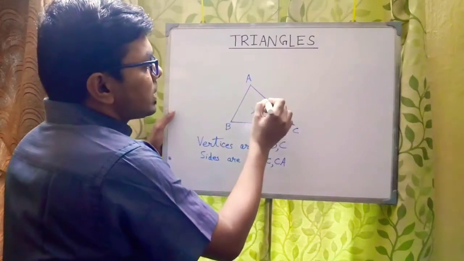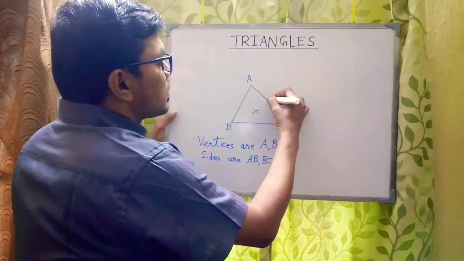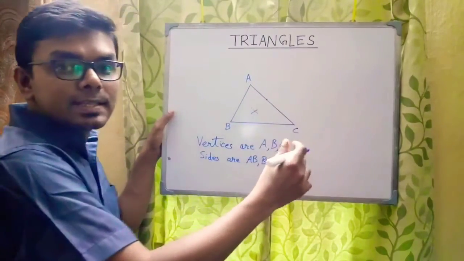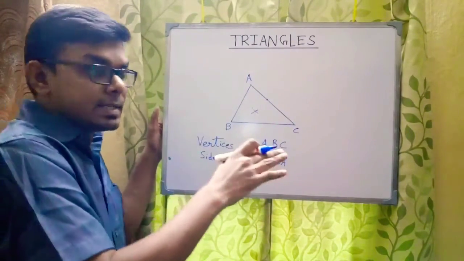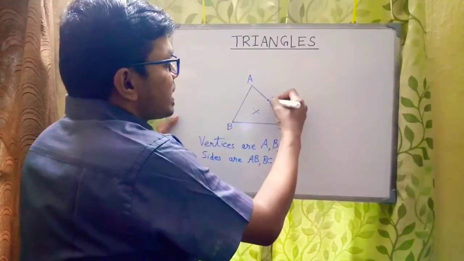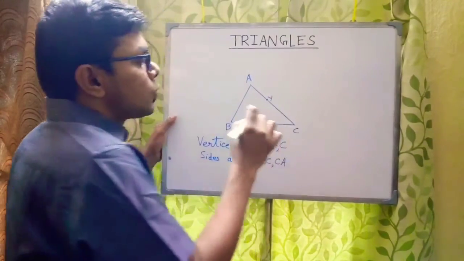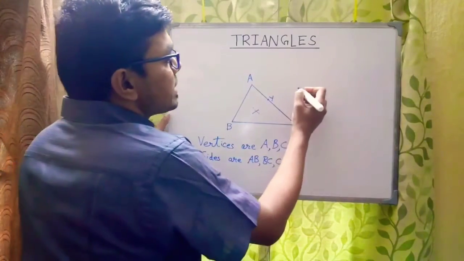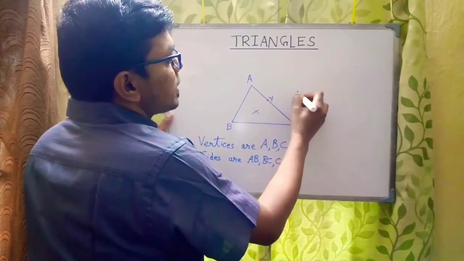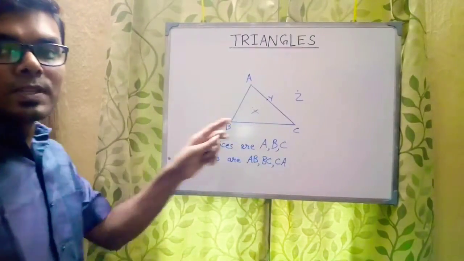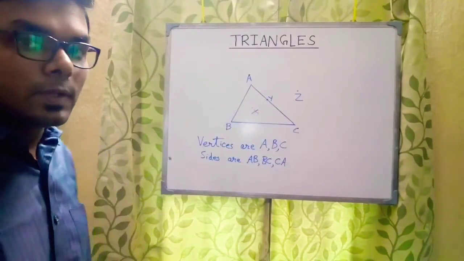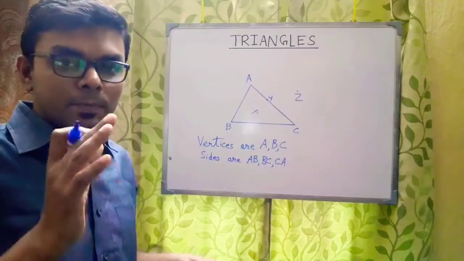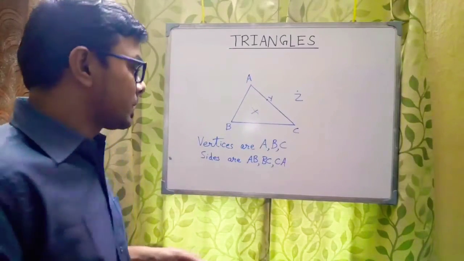If I draw any point like this here on the side AC, or I could have drawn it on any side, suppose I name it Y. So Y is a point which is on the triangle. Now suppose I keep a point Z over here. So Z is a point which is outside the triangle. So this is a very simple concept, but everybody should remember this.